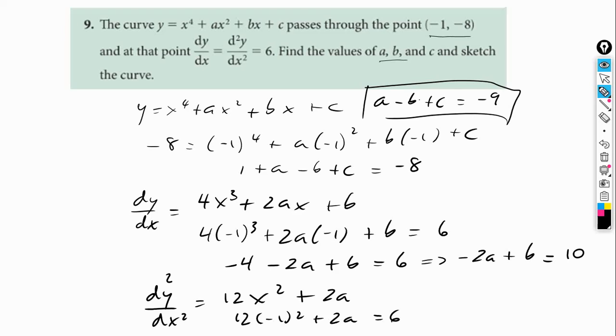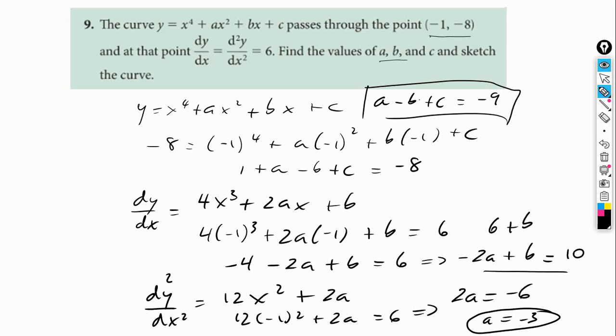So notice that we can solve here for a, because we're going to get the expression that 2a is equal to -6. Therefore, a is -3. So we found the value of a. b we can find here because we have that a is -3. So notice that if I multiply -3 times -2, that's going to be 6. So 6 plus b equals 10. Therefore, b is equal to 4.